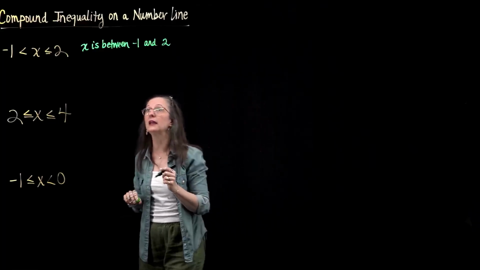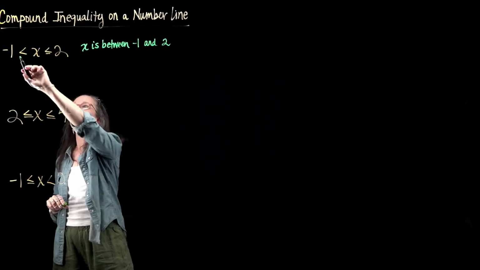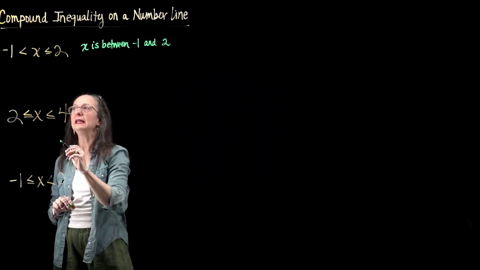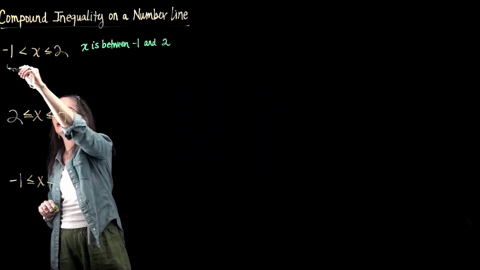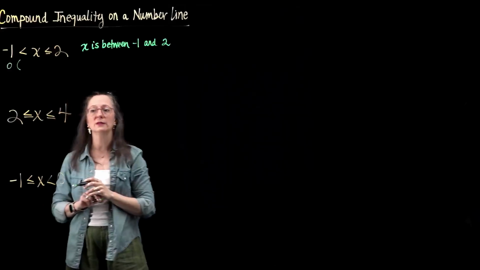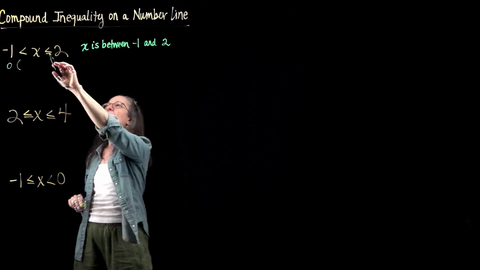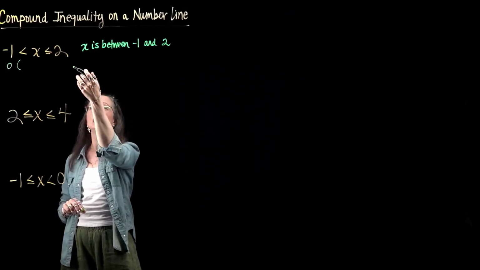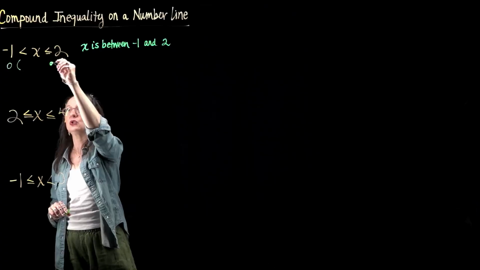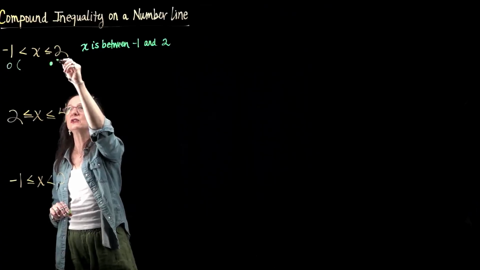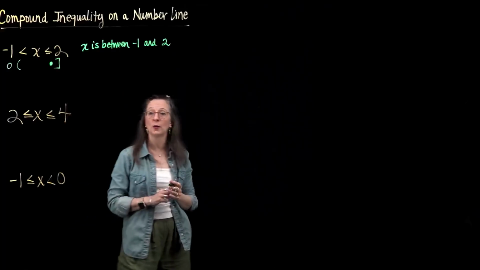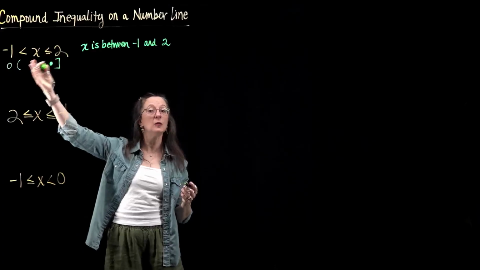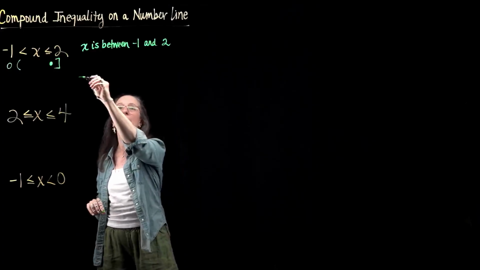Now, an important thing, notice I have a strictly less than on the -1 side. That means that -1 is going to have an open circle or a parentheses. I have a less than or equal to symbol on the 2 side. So that means that 2 is going to get a filled in circle or a square bracket. Notice these don't have to be the same even though they're in the same inequality.